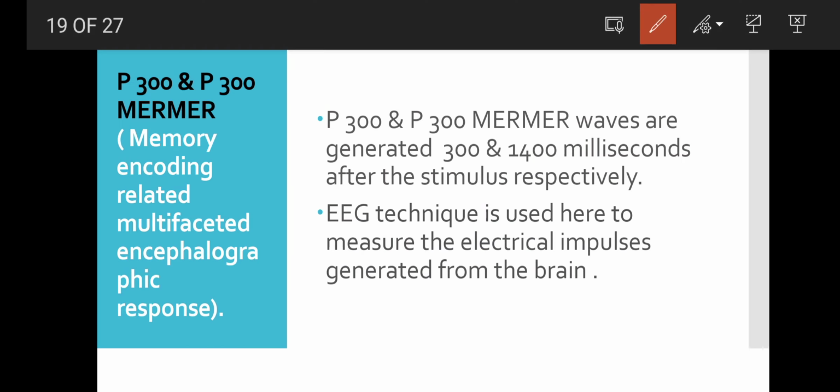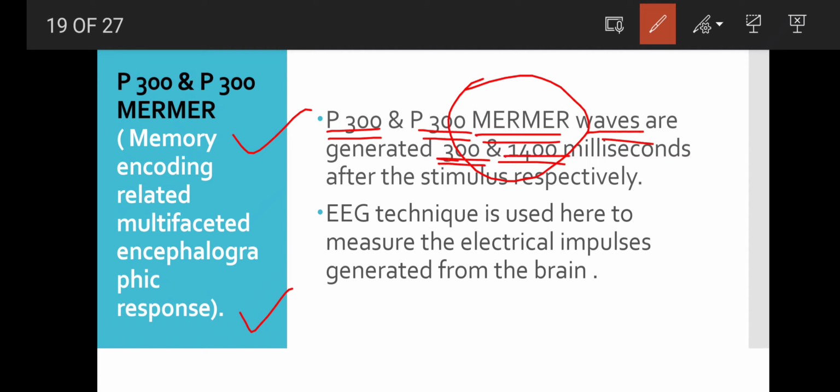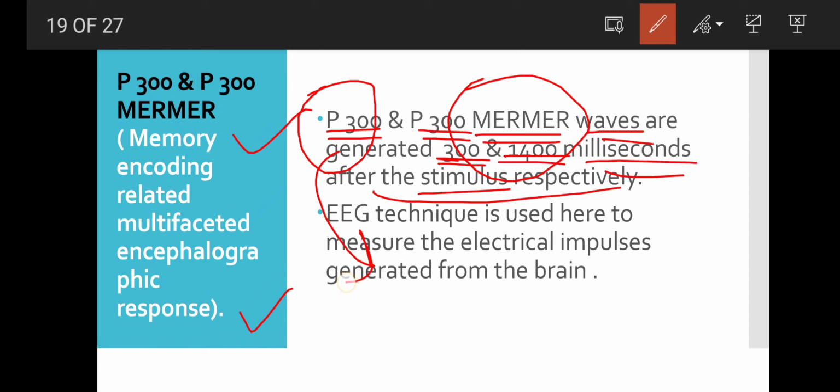Now in this case there are the P300 and P300 MERMER responses. P300 and P300 MERMER here mean a memory encoding related multifaceted electroencephalographic response. These are the waves which are generated 300 and 1400 milliseconds after the stimulus. So P300 is generated after 300 milliseconds, and P300 MERMER is generated after 1400 milliseconds.